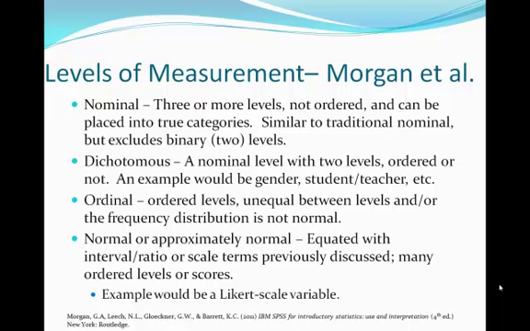Finally, they round out their levels of measurement by talking about normal or approximately normal. This is equated with the interval and ratio in traditional terms, or scale in the SPSS terms previously discussed. Many ordered levels are scores. An example would be a Likert scale variable.